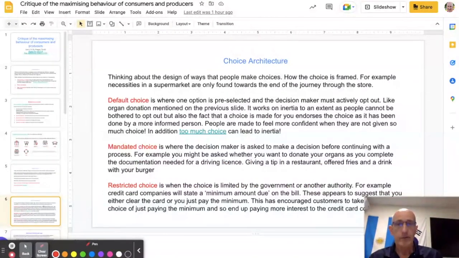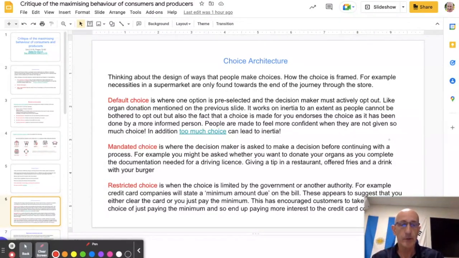The choice architecture, as it's often referred to, is the design of the ways that we can make choices and how that choice is framed to us. There's three aspects to this. One is called the default choice, where the option is already pre-selected for you, and you have to actually opt out. Often you can't be bothered.